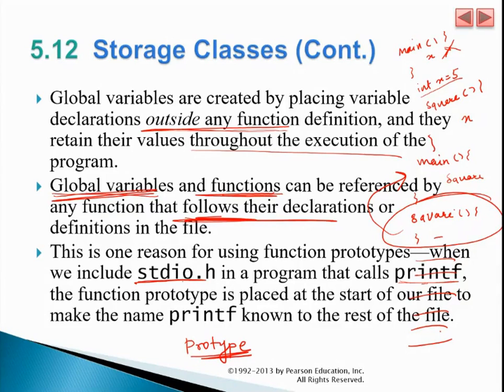Function prototyping allows us to use that particular function anywhere in the file, because in the very beginning we will write our function prototype. So this is one reason for using a function prototype. When we include stdio.h in a program that calls printf, the function prototype is placed at the start of the file, because the function prototype is mentioned in this header file and it gets placed in the very beginning, which allows us to use printf in the entire program. So where you place these things also makes a difference.